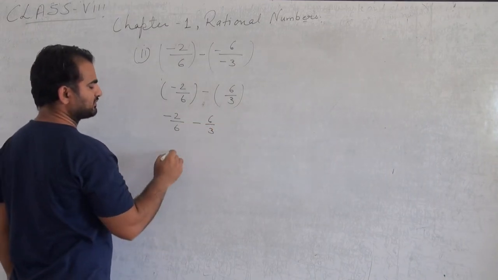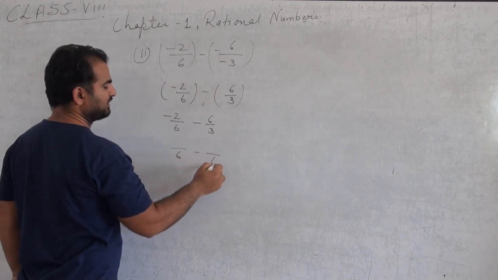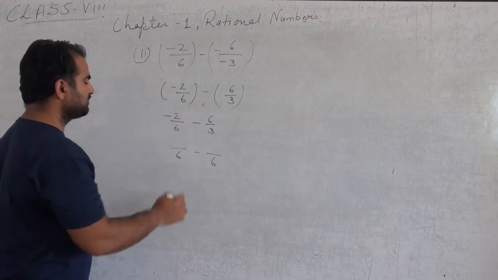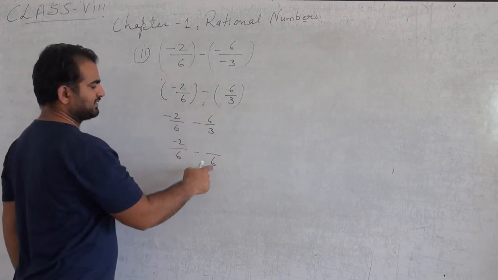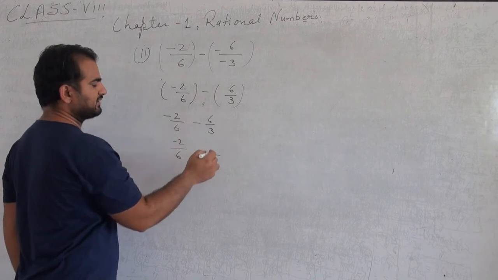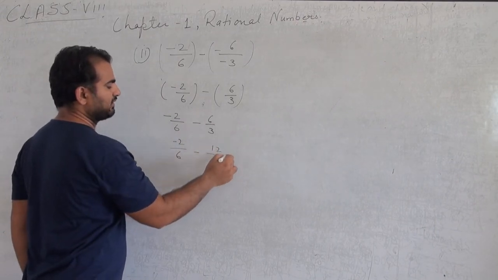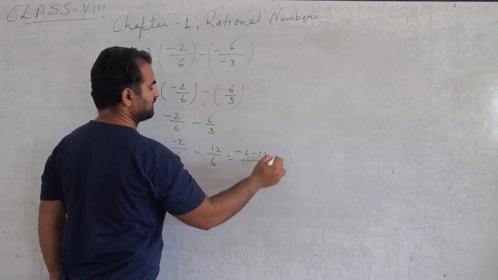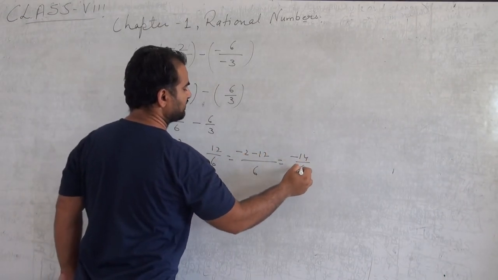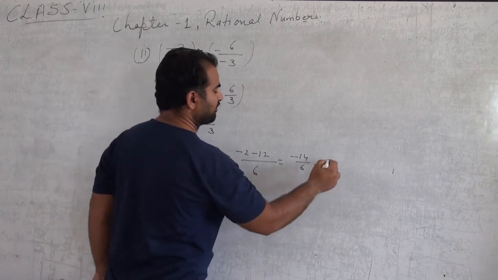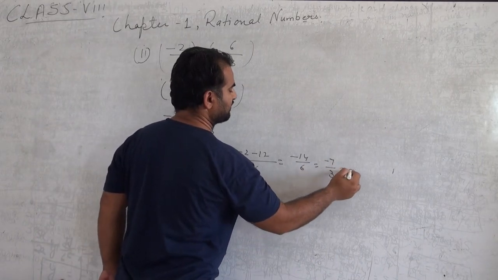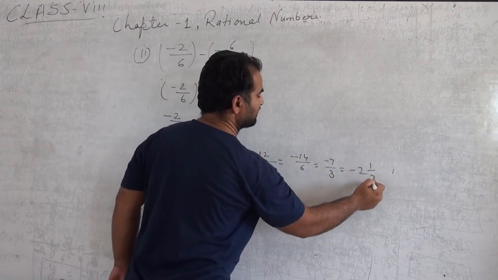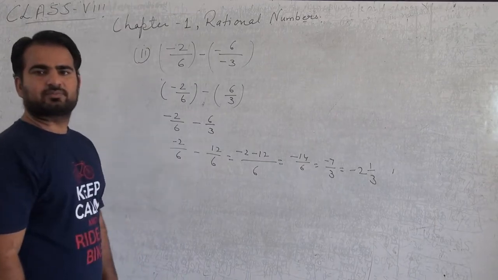Get the LCM. So it will be 6 and it will also be 6. So 6 divided by 6 is 1, into minus 2, minus 2. And 6 divided by 3 is 2, 2 multiplied by 6 is 12. So it will be minus 2 minus 12. It will be minus 14 by 6, or we can say minus 7 by 3, or it will be minus 2 1 by 3, the final answer.